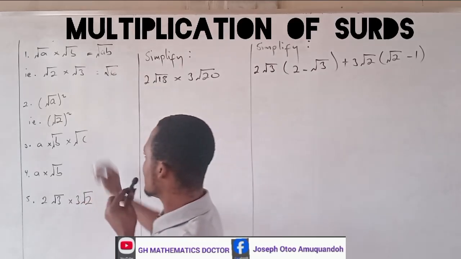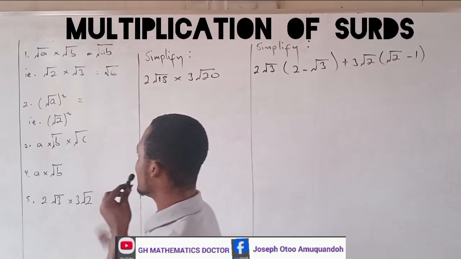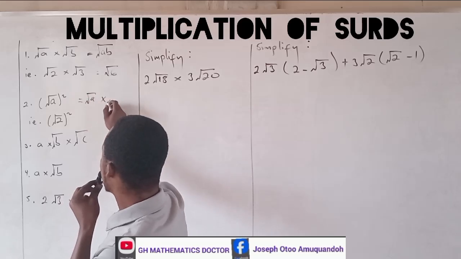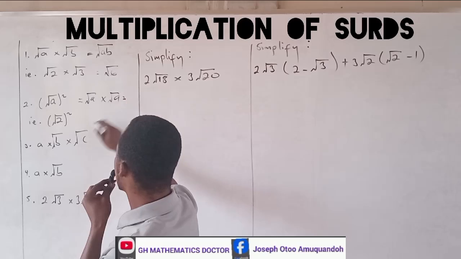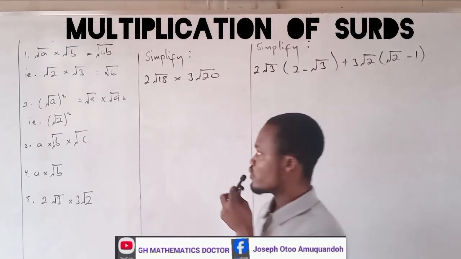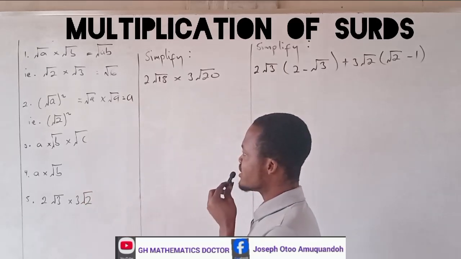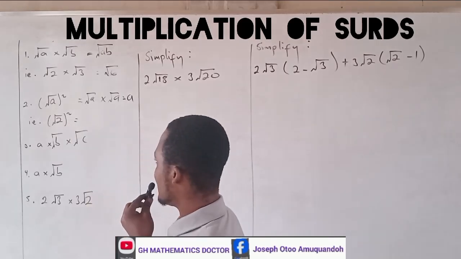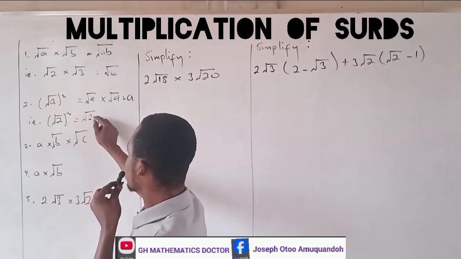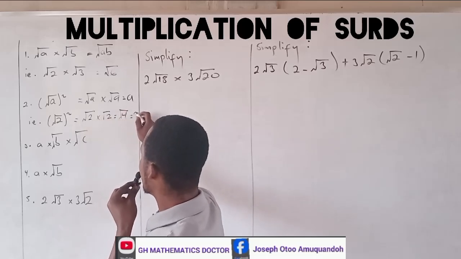The second principle says that when the given surd is being raised to exponent 2, what does it mean? It means this surd is being repeated twice. So we have root a multiplying root a, that gives you root a times a, which is root a squared, and that will give you a. So that is the principle. And we have an example here, root 2 squared, and that means root 2 times root 2, and that will give you 2 times 2, 4, and the square root of 4 is 2.